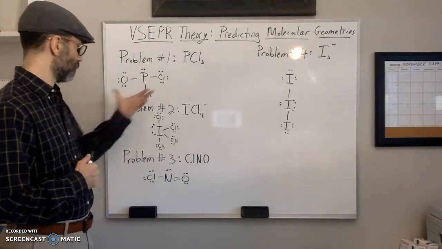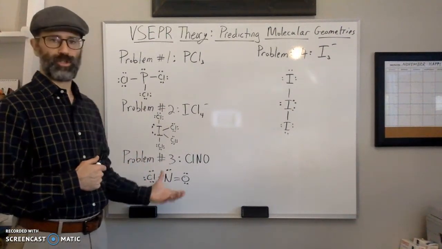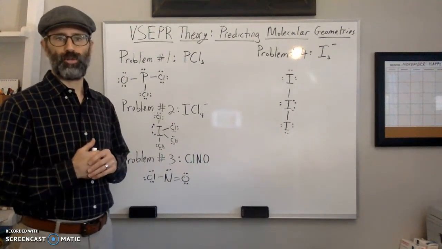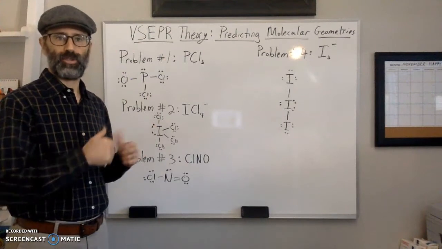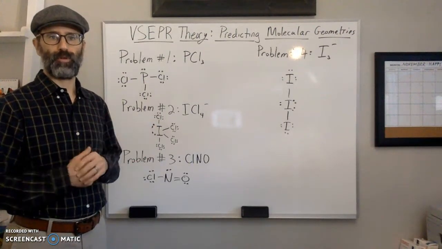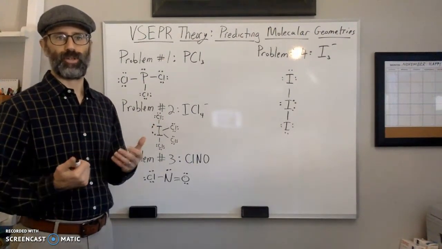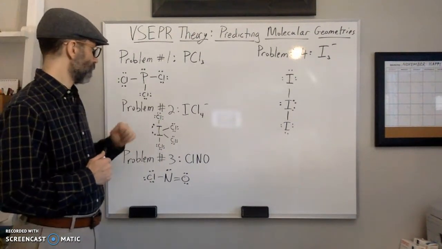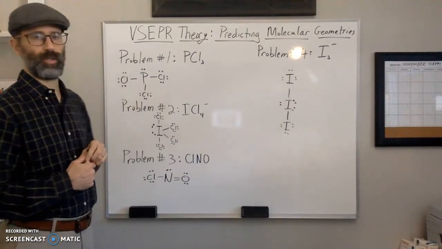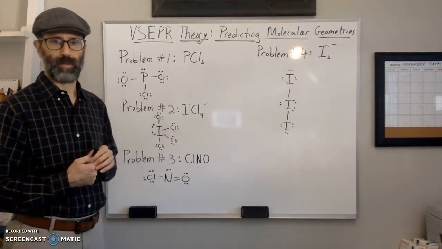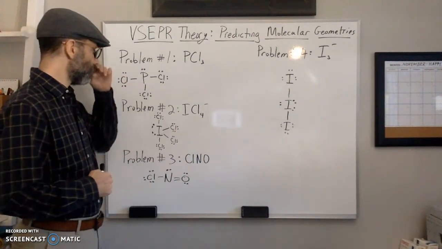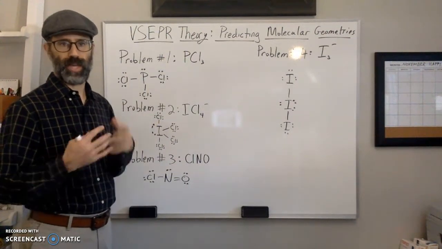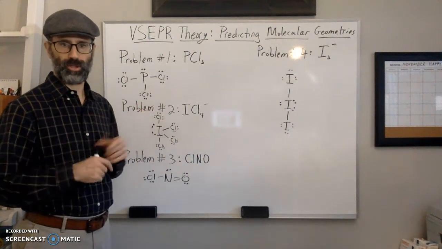So I've taken the liberty of writing out the Lewis dot structures that you should get if you know how to do that. If you don't know how to do your Lewis dot structures, then go back to another video. I have a few videos on how to do Lewis dot structures. Once you have your Lewis dot structure, and you know it's correct, now you can figure out what the molecular geometry is going to be. So I'm going to talk about the electron geometry and the molecular geometry to compare the two.